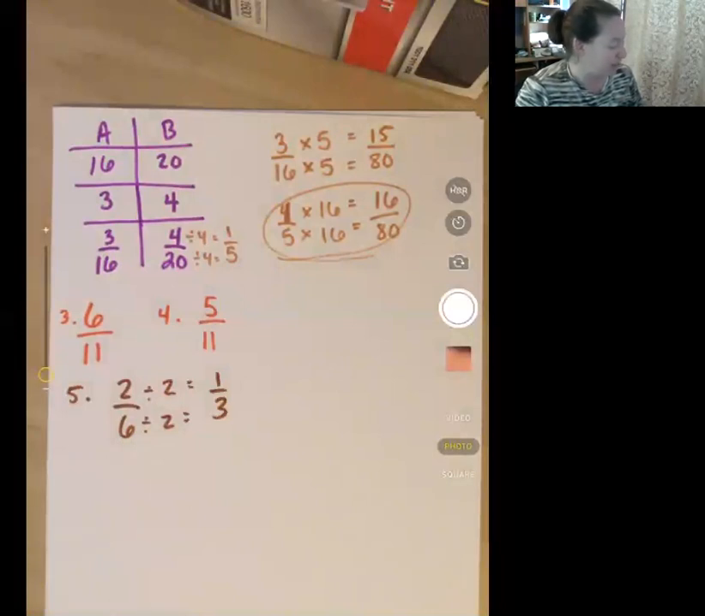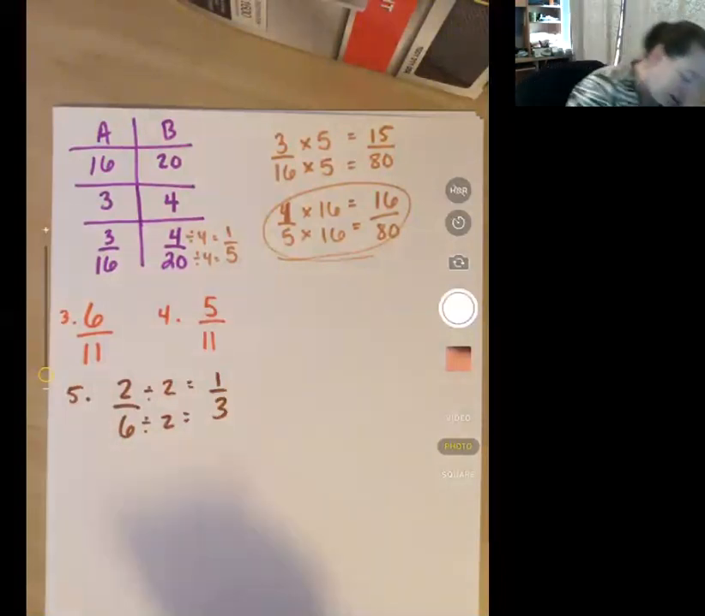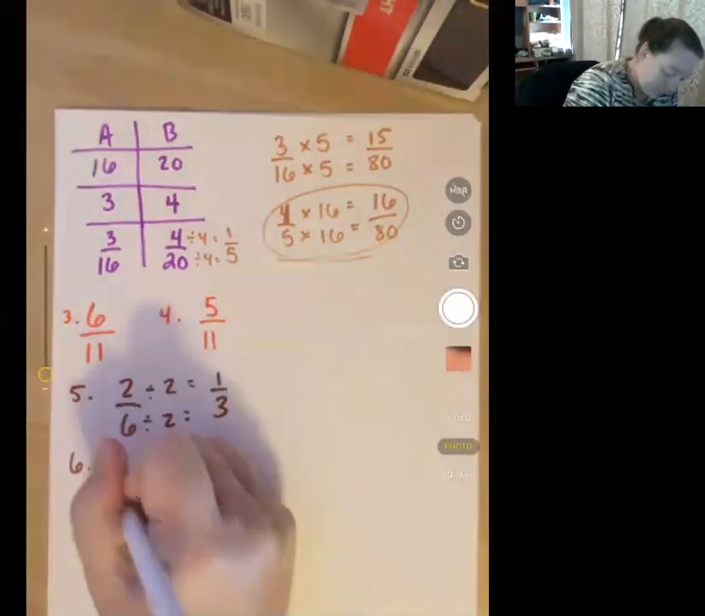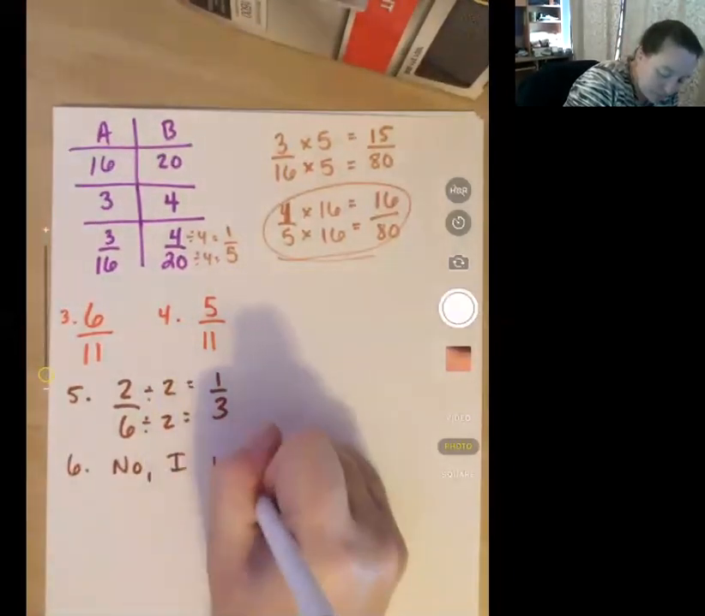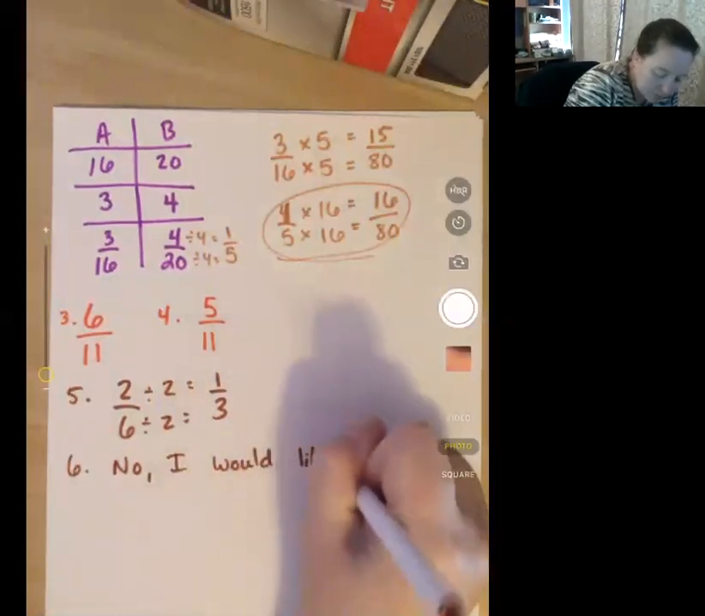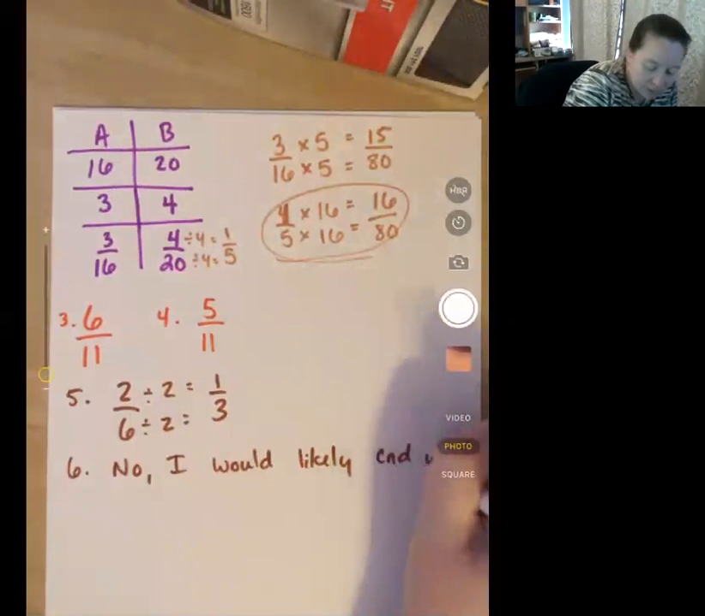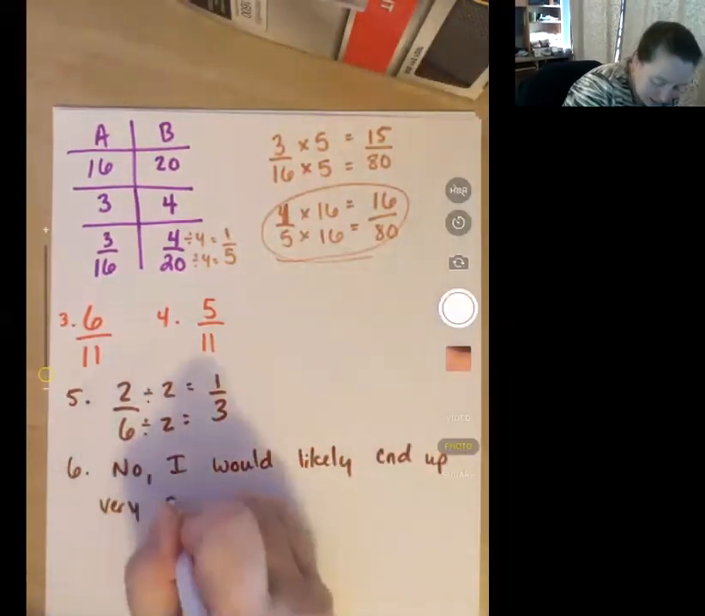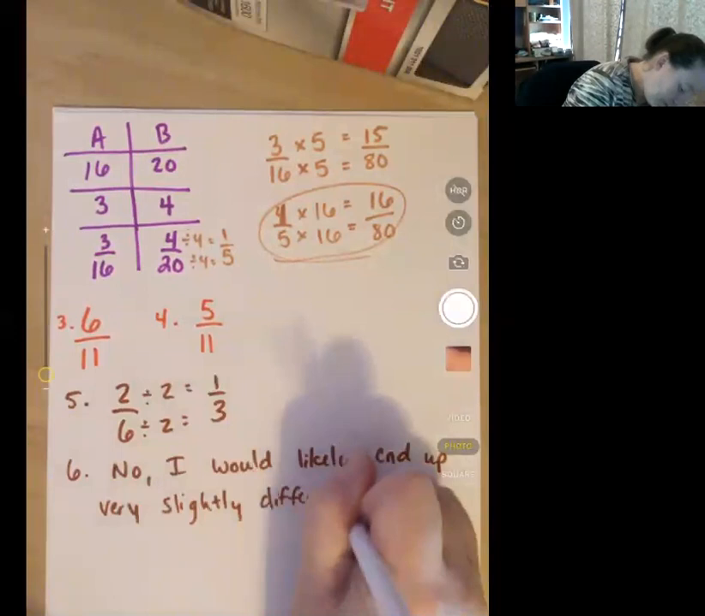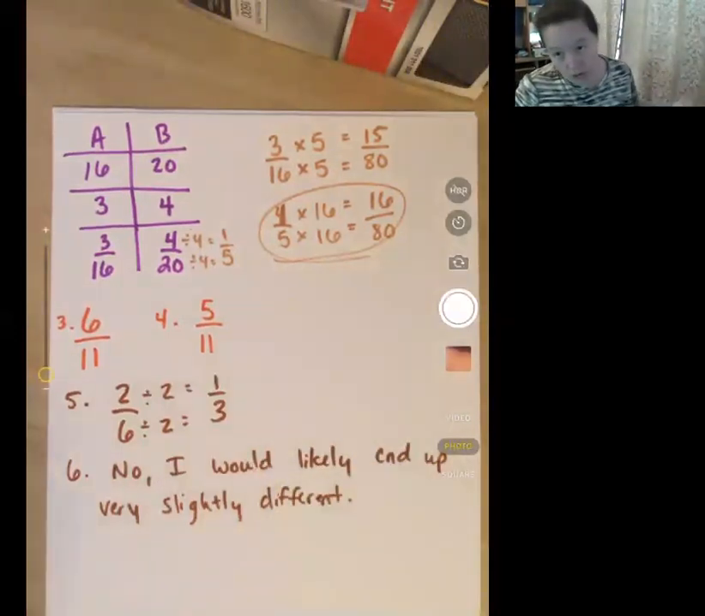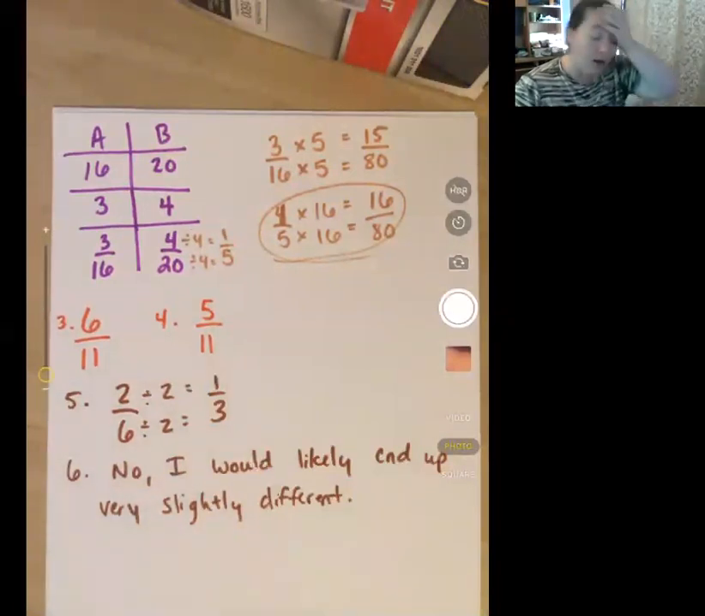Number 6, suppose you roll the number cube 199 more times. Would you expect the experimental probability of rolling 3 or 4 to be the same as your answer in exercise 5? Number 6 is no. No, I would likely end up very slightly different. Because you just always do. You end up very slightly different. Not a ton different. Not so much different that you're going, oh my goodness, this is weird. But just a teeny tiny bit different.